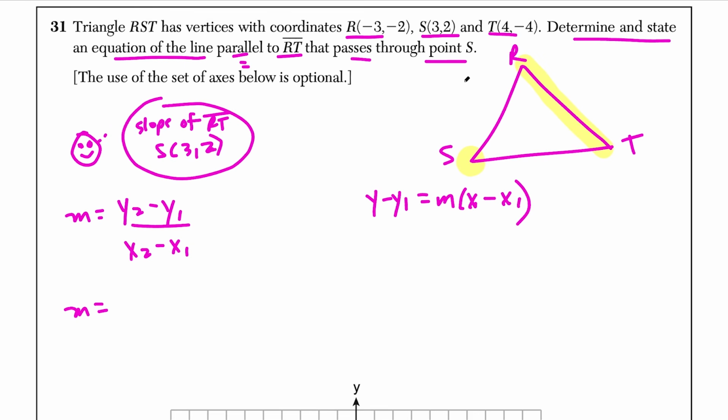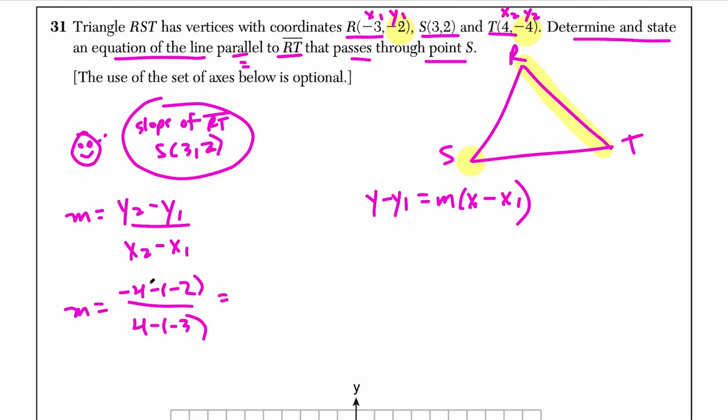We're using RT once again. I'm taking the difference of the y values first: -4 minus -2. Then I'm going to divide by the difference of the x values: 4 minus -3. Just to make sure that you're neat, you can label this point x1, y1, and this point x2, y2. Then you can see how this fits into the formula.